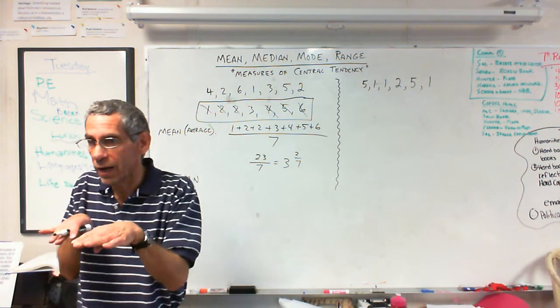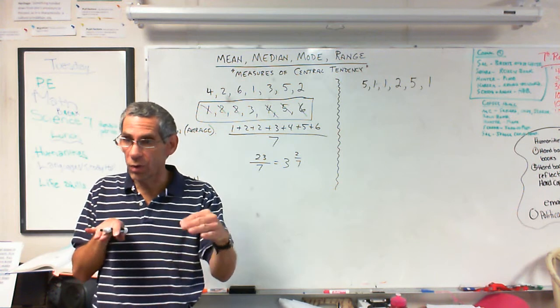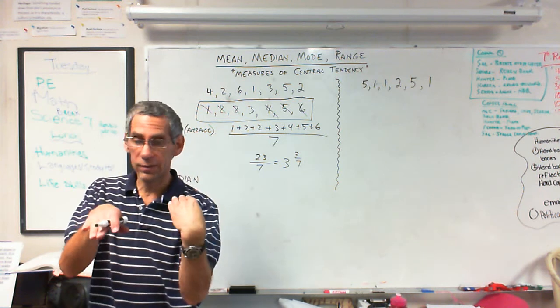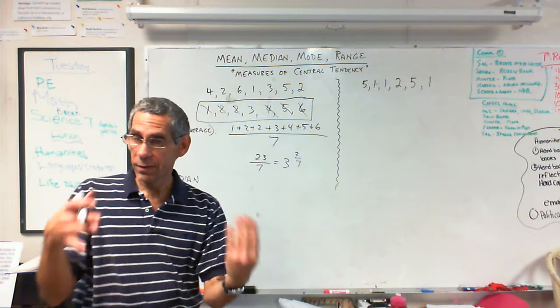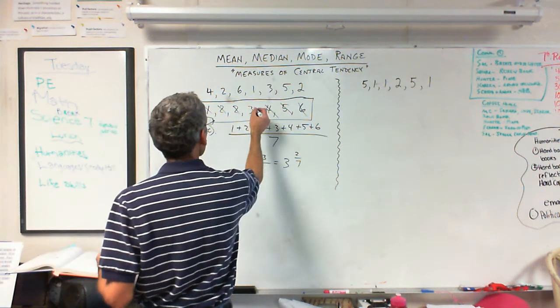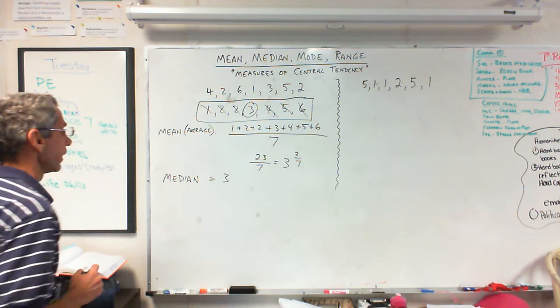Median, you know, like when you're driving down a street, there's a median, cars are going opposite directions, and between you two there's a median. It's the middle, right? That's all it is. So it's the middle number. That's your median. So your median is 3 in this case.